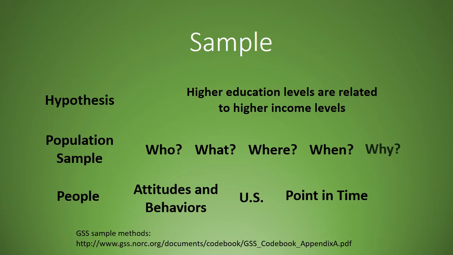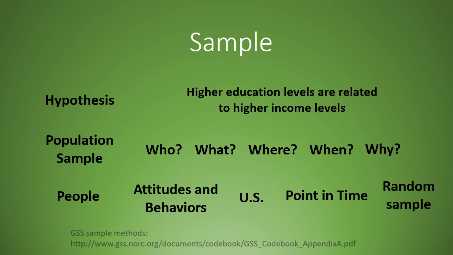Why are they sampling these people? Well, they are sampling the people they sampled because those people were selected randomly according to how they represent the diverse population in the United States. Of course, it is a complicated procedure, as I said. If you want to know more about the complicated sampling techniques used by the GSS, you can visit the website attached to the URL here.